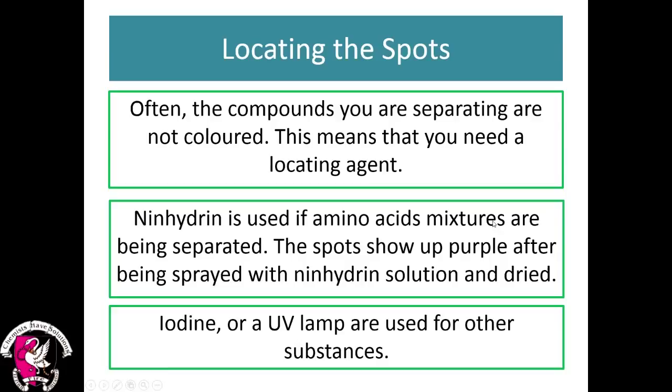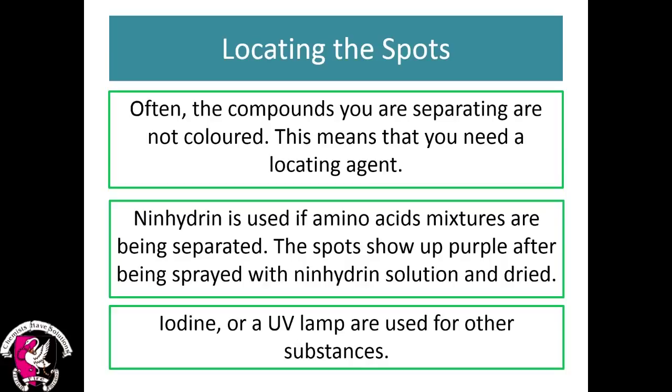So the last thing then is just about how do we locate these spots. Sometimes if we're not using colored compounds, so if we're not separating an ink and we're not using something that's colored, then we need something to locate it. So we call that a locating agent. And ninhydrin is a chemical that's used to locate amino acids. So if we've got a mixture of amino acids and we're separating them, we can spray it with ninhydrin and dry it with a hairdryer or whatever, and the spot should show up purple. So that allows us to then calculate those RF values.